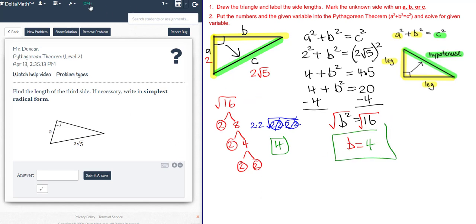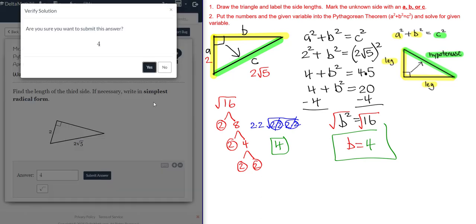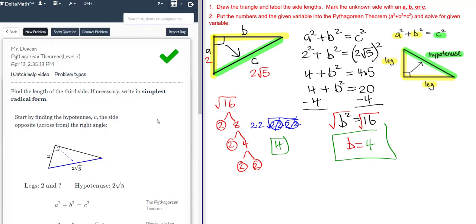Let's go ahead and plug this in. I think on some of these examples I forgot to put it in here. So let's just put 4. Green check mark is good. And red X is an opportunity to find out where we went wrong, but we got it right, so we're good to go.